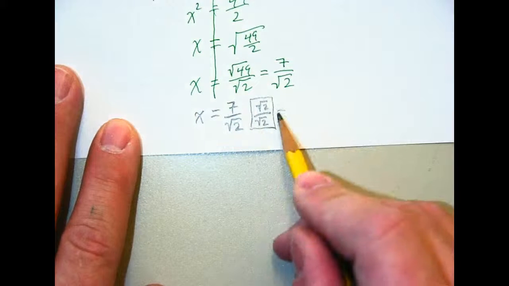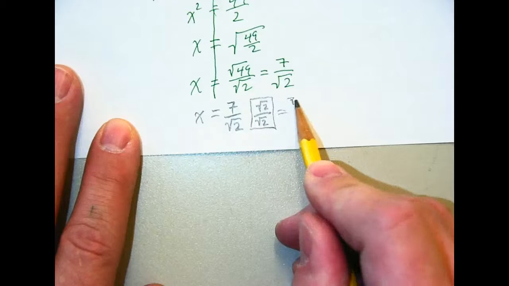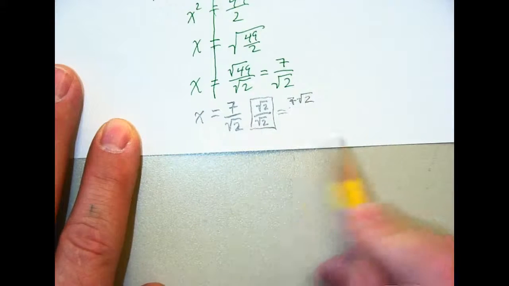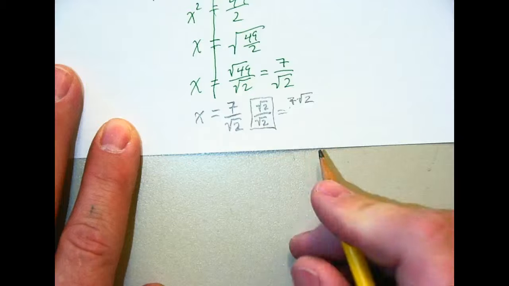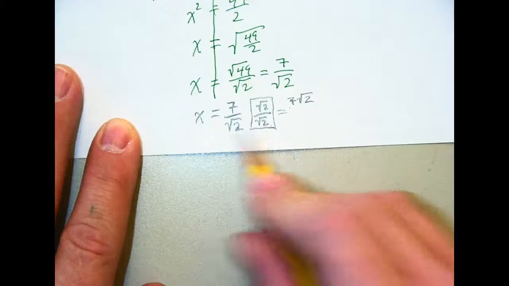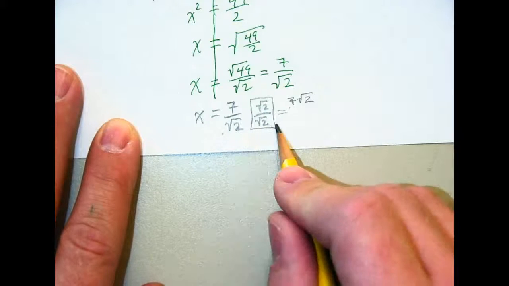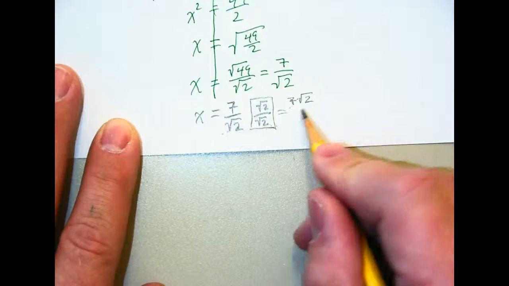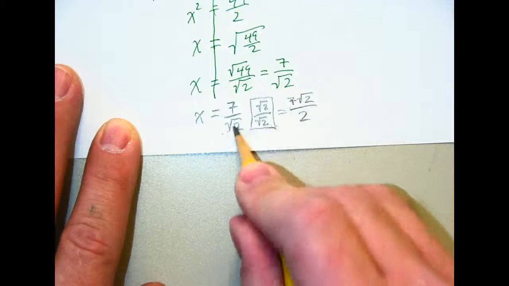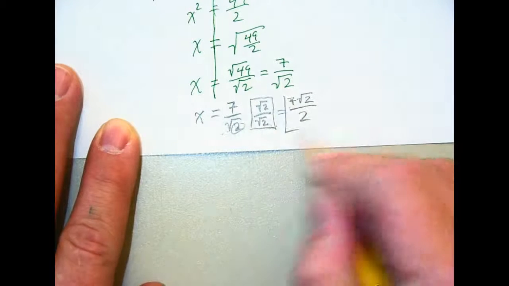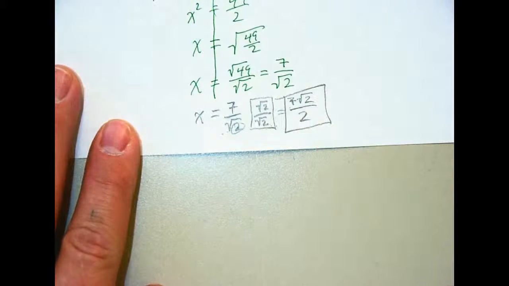So this now becomes 7 root 2 over, what's root 2 times root 2? 2. A root times itself is like squaring it, right? Root 2 times root 2 is root 4, which is just 2. Whenever you multiply a radical by itself, you get the thing inside. This is your answer. 7 root 2 over 2.